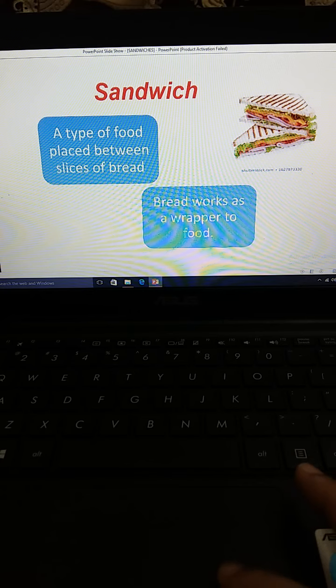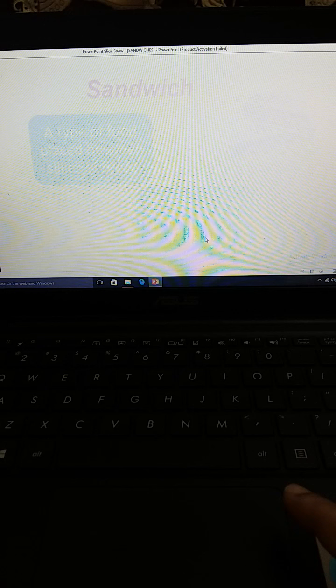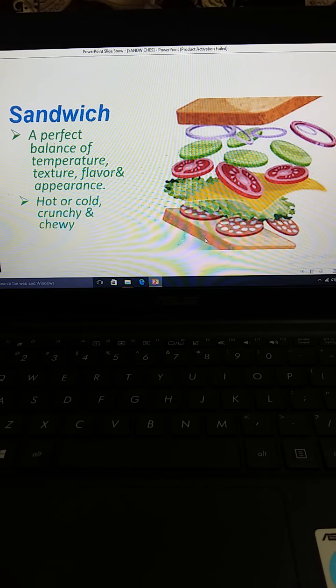What do you mean by sandwich? Sandwich is a type of food placed between the slices of bread. In a sandwich, bread works as a wrapper to food. A sandwich is a perfect balance of temperature, texture, flavor, and appearance. Sandwiches may be hot and cold, crunchy and chewy.